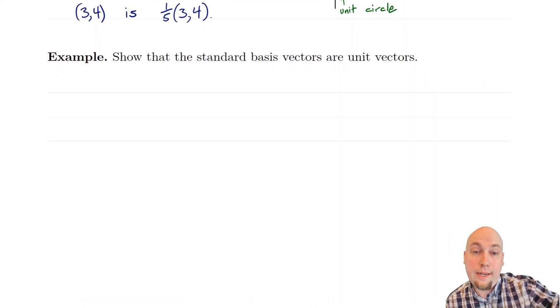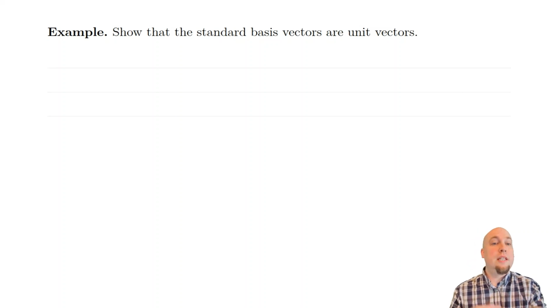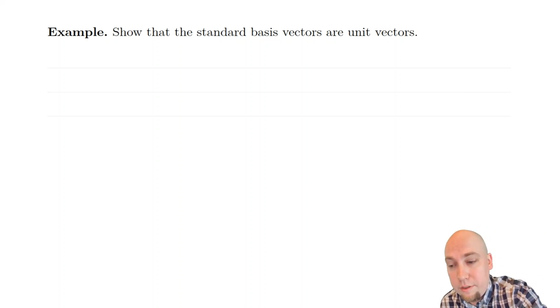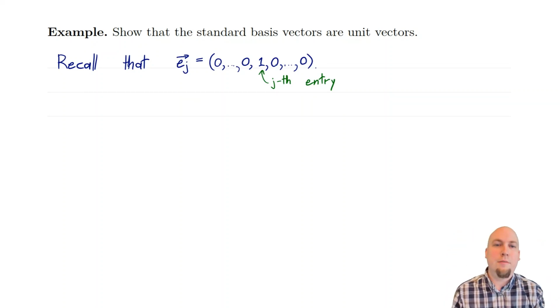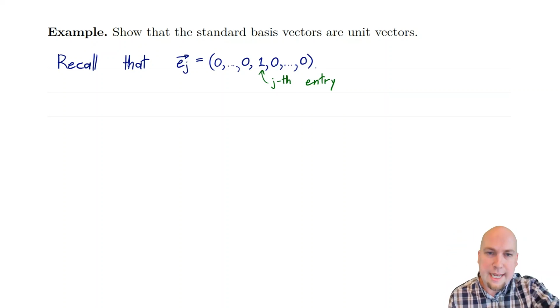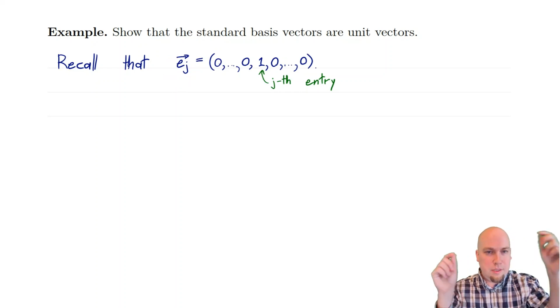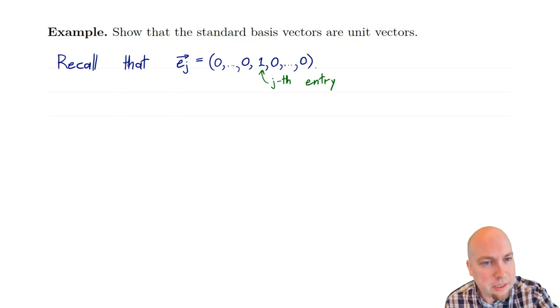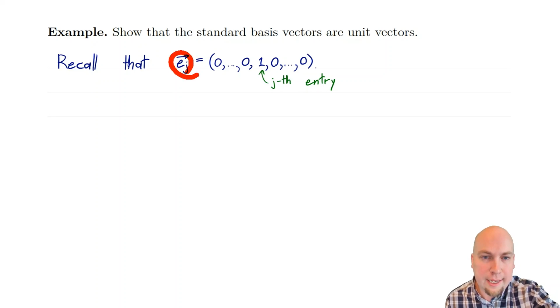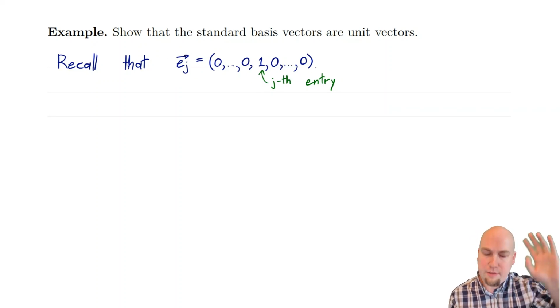Okay, another quick example just to make sure that we understand the concept here. Let's show that the standard basis vectors are unit vectors. First, let me remind you of what the standard basis vectors are. We introduced these last week, and remember they are these vectors that we denote by e_j, so like e_1, e_2, and so on. They have zeros in all of their entries, except there's a single 1 in one of their entries, and whatever the subscript j is tells you where the 1 is in this vector. So e_1 has a 1 in the first entry, e_2 has a 1 in the second entry. In general, e_j has a 1 in the jth entry, and zeros everywhere else.